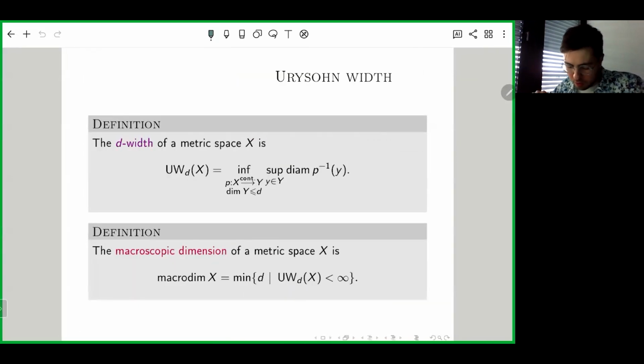I also wanted to mention how you might think of this if you have a non-compact space or Riemannian manifold: you might think of this width as a way of measuring the macroscopic dimension of your space. You just zoom out far enough so that you no longer see the details on some finite scale. And this way you can define the macroscopic dimension as the minimal dimension d such that the d-width is finite.